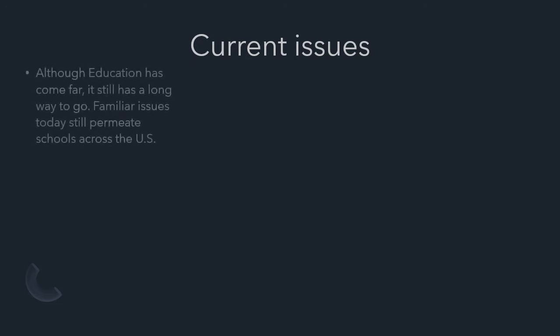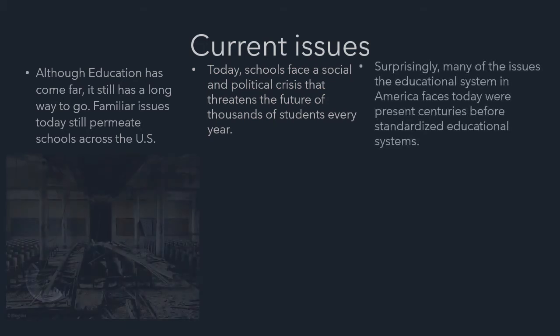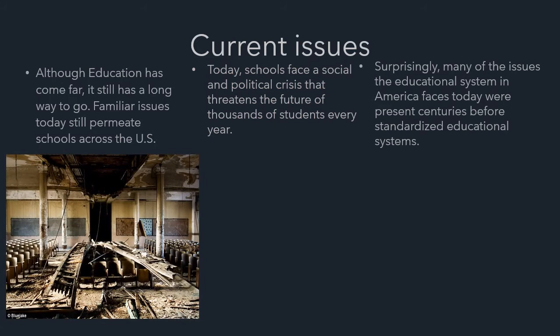Current issues in the field of education reform. Although education has come far, it has a long way to go. Familiar issues still permeate schools across the U.S. today. Today, schools face a social and political crisis that threatens the future of thousands of students every year across the country. Surprisingly, many of the issues in the educational system in America were present centuries before standardized educational systems.